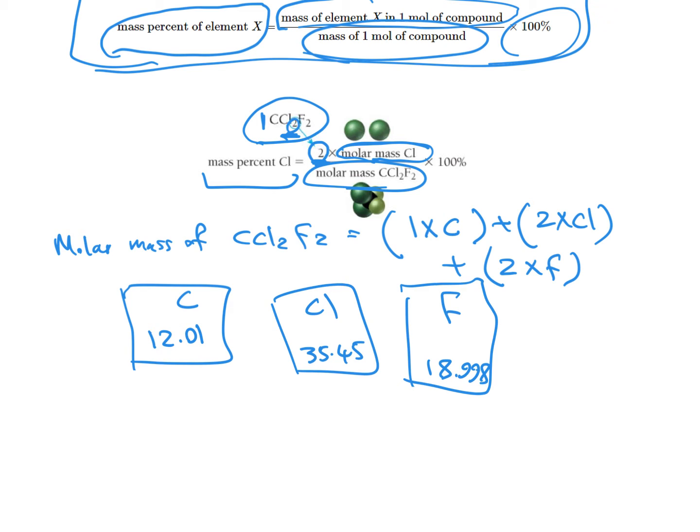18.998, right? Some periodic tables have numbers that are slightly different, like in the second or third decimal place. So I give you the table, so you don't have to worry about that. And the answers would be the same, whichever number you put. And this is how you calculate the molar mass of your compound. Any questions? Is that clear?